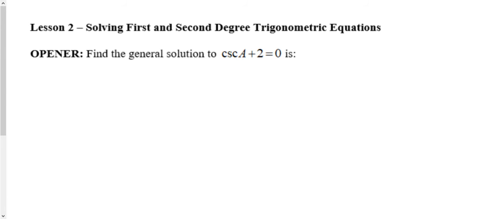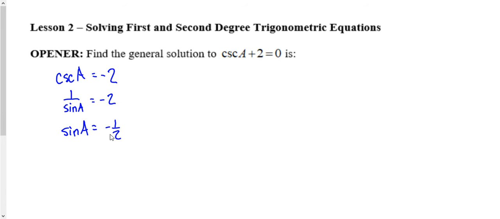Before we get into the lesson, of course, we're going to start on our opener question. It says find the general solution for cosecant A plus 2 equals 0. So in this first question, what I want to do is isolate that trig expression. I have cosecant A, and I'm going to move that 2 to the other side of the equal sign, so this is now cosecant A equals negative 2. From here, I'm going to rewrite cosecant as 1 over sine A equals negative 2. Isolating for sine A, we have sine A equals negative 1 half.